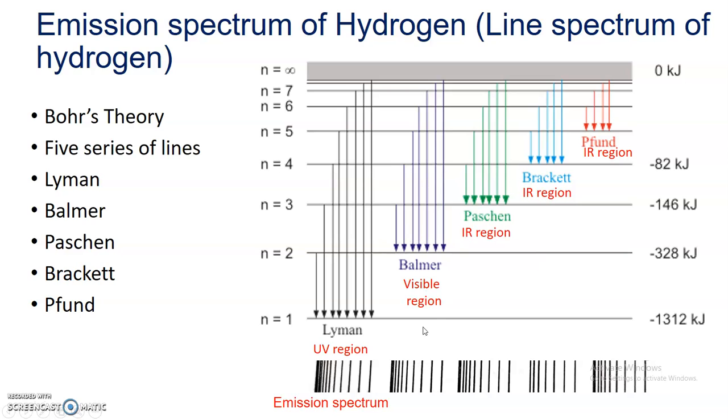So in this way, the line spectrum of hydrogen contains 5 series: the Lyman series, which appears in the UV region, the Balmer series, which appears in the visible region, and the Paschen, Brackett and Pfund series. These 3 series of lines appear in the infrared region.